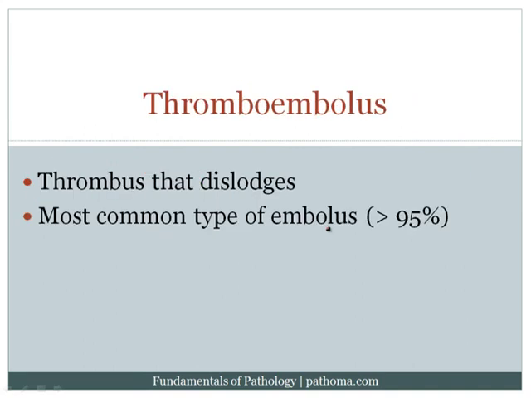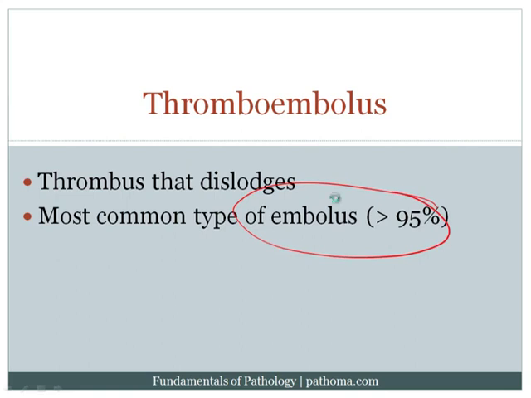Now the reason why I have this in this chapter is because the most common source of embolism is actually a thrombus, and that's called a thromboembolus. So the patient gets a thrombus, the thrombus breaks away and then floats down the bloodstream and then lodges someplace else. That's called a thromboembolus. And again, this is the most common type of embolus, and so therefore I place this discussion at the end of this chapter.